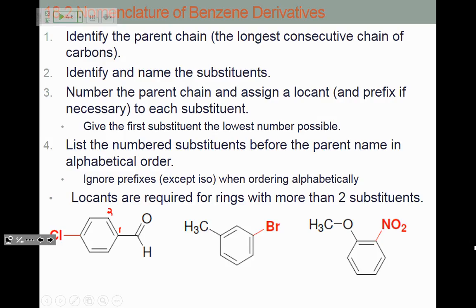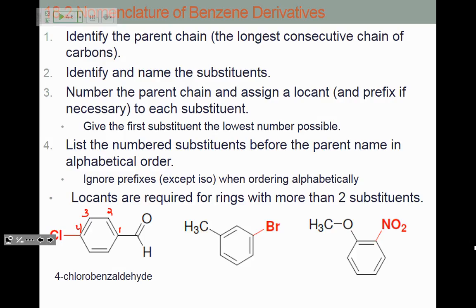So we can either name this 4-chlorobenzaldehyde, or it could be named para-chlorobenzaldehyde. Both are acceptable because this is the opposite position. So para-chlorobenzaldehyde is acceptable as well. So 4-chlorobenzaldehyde or para-chlorobenzaldehyde or p-chlorobenzaldehyde are all acceptable.